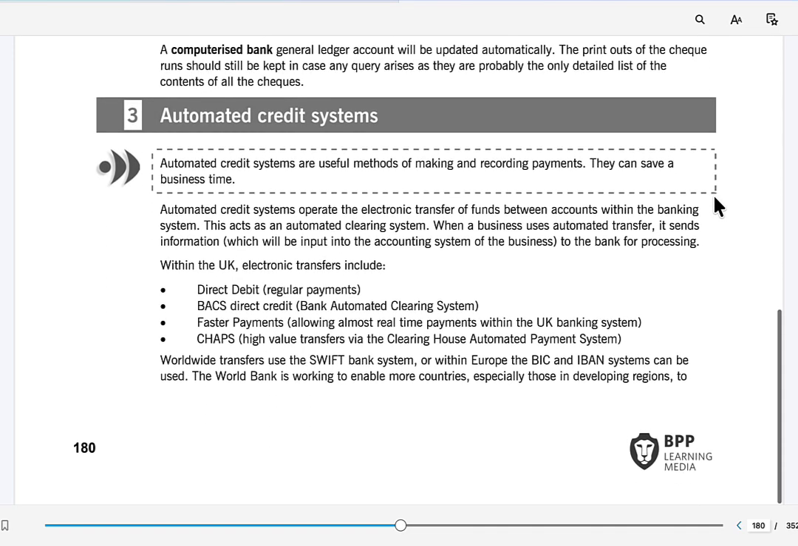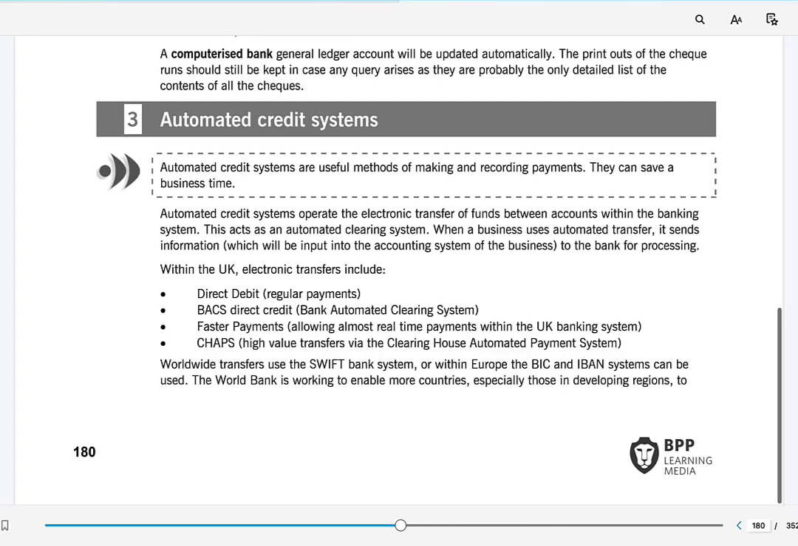Class, now we begin lesson 3. Lesson 3 is called Automated Credit Systems. This lesson is very important because it teaches you how modern businesses make payments without using cash or checks. In real life, many payments are made automatically through banks. So if you want to understand real accounting, you must understand automated credit systems.